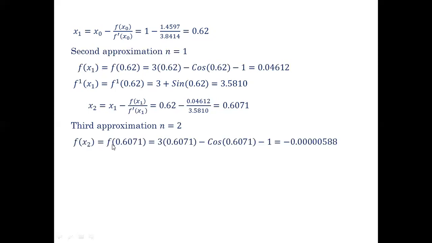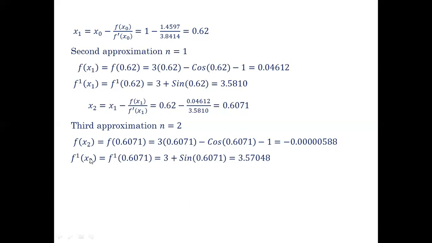f of x2 is equal to f of 0.6071. In f of x, which is 3x minus cos x minus 1, replace x by 0.6071. Therefore, 3 into 0.6071 minus cos of 0.6071 minus 1, which is equal to minus 0.0000058888.